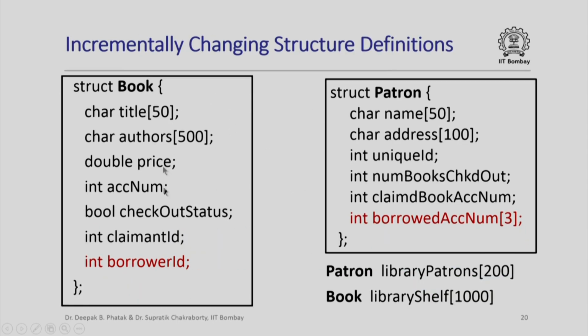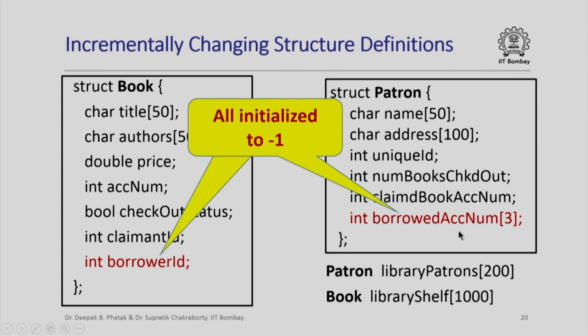So what we want is, in structure book we want an additional member called borrower ID, and in structure patron we want an additional member array called borrowed accession number. So every element of the arrays library patrons and library shelf would now have these additional members, and for purposes of our programming we will assume that all of these members are initialized to -1.